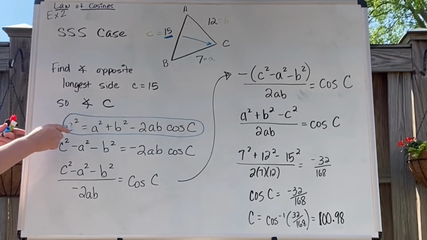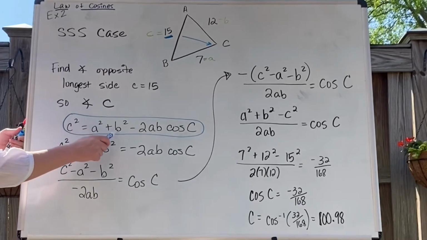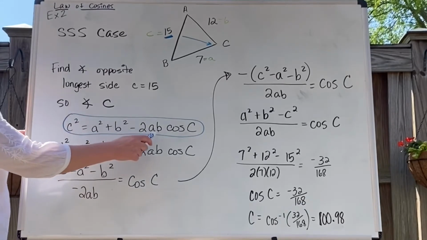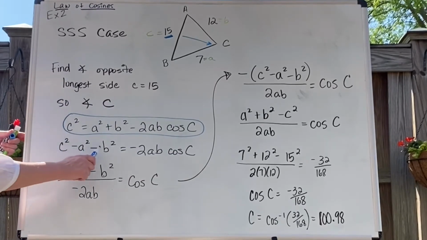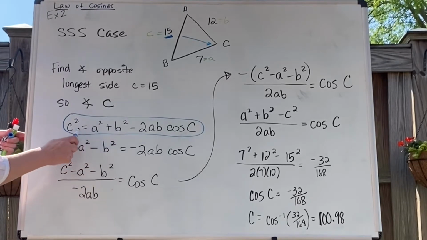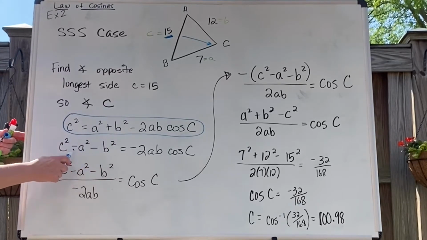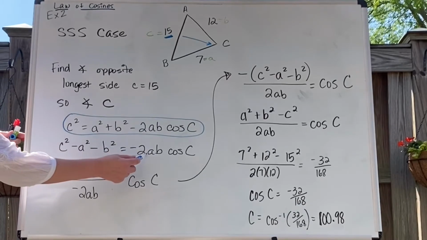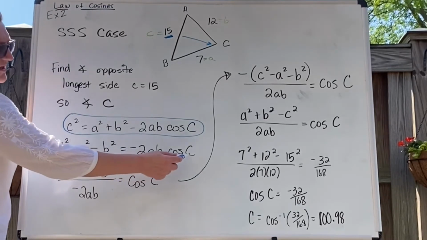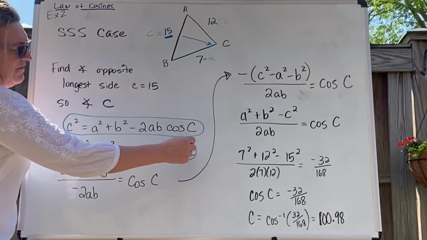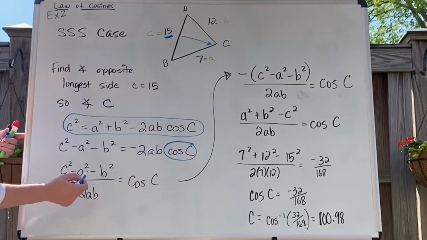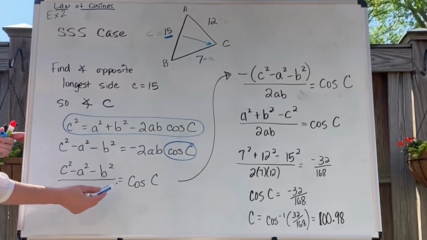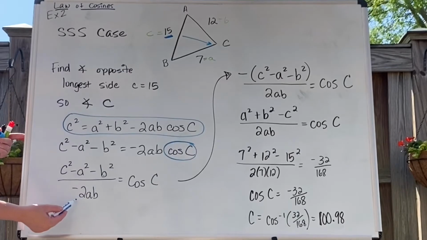That's why I set it up for C squared equals A squared plus B squared minus 2AB times the cosine of C. If I need to find angle C, that means I have all 3 sides. So right now, I'm going to subtract these to the other side. That leaves me with -2 times A times B times cosine C. This is what I want to get by itself. This is joined to it by multiplication. Therefore, I divide both sides by -2AB, and I end up with this equation right here.